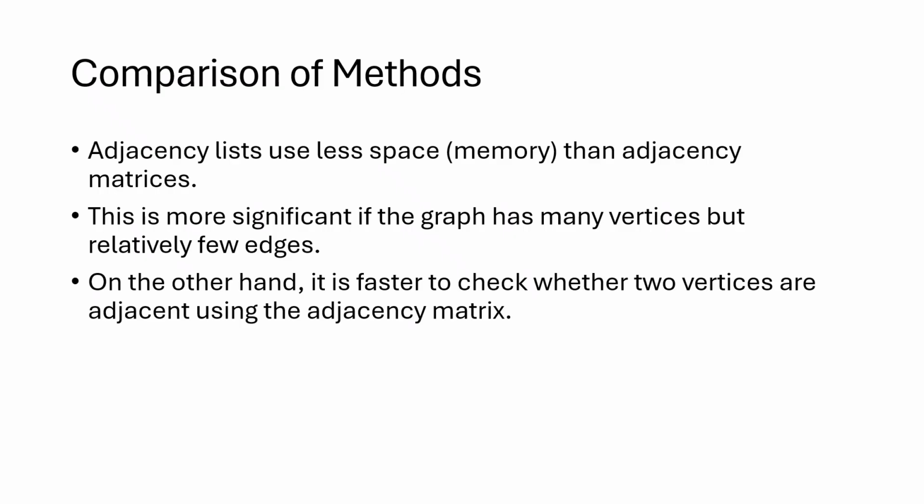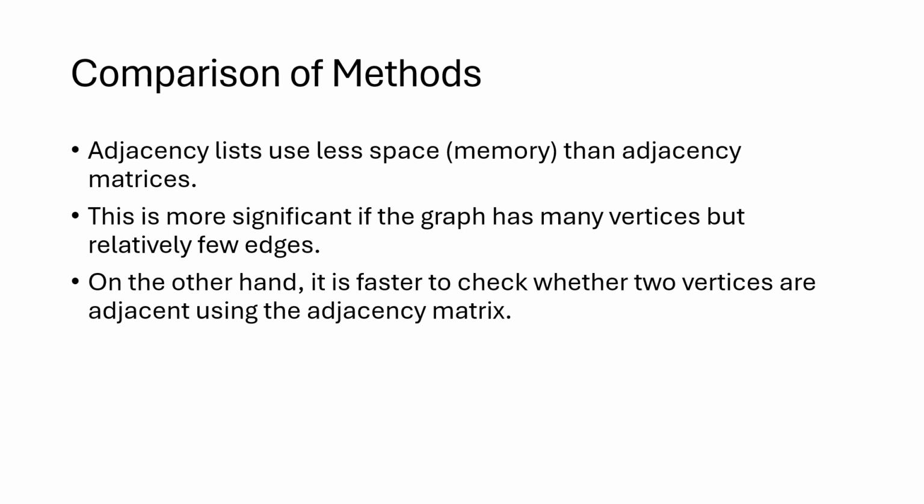Now, on the other hand, if you want to talk about how fast we can access the information, how fast we can figure out whether there is an edge between two vertices, let's say V2 and V5, for example. In that case, as we saw before, we can do this in constant time. So it means that no matter how big the graph is, you can, in constant time, figure out whether there is an edge from one vertex to another.